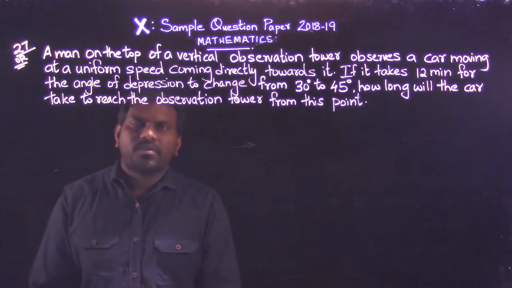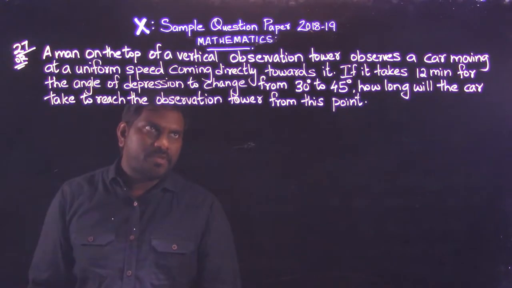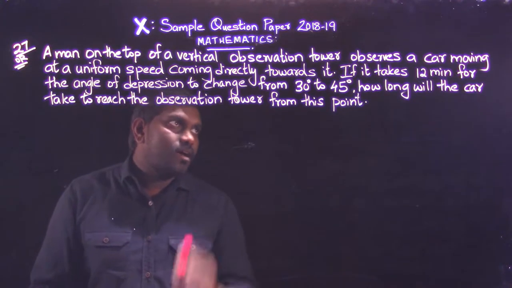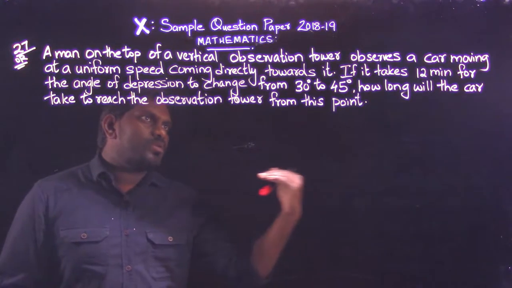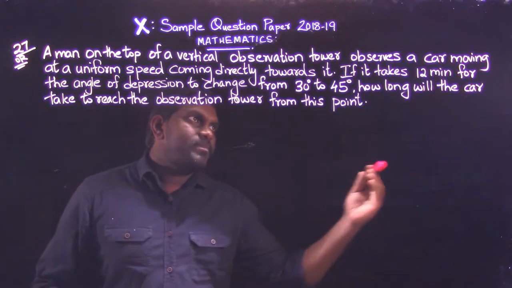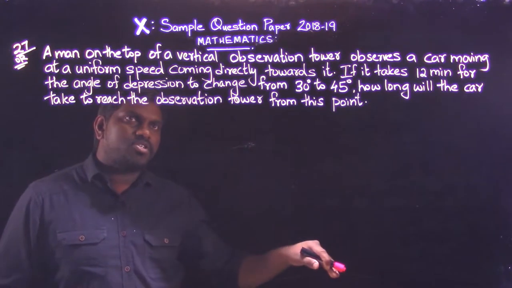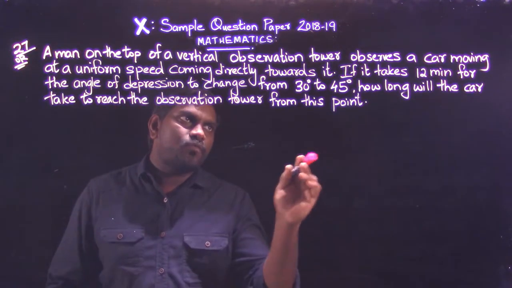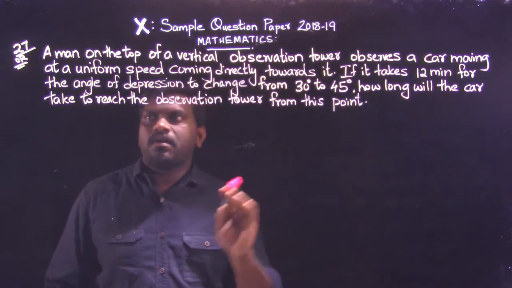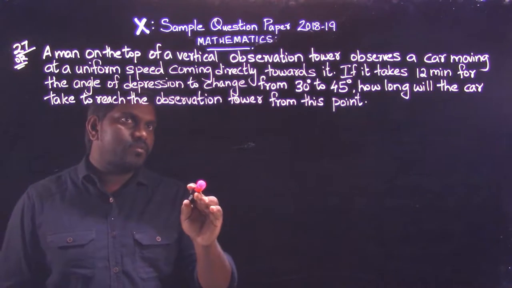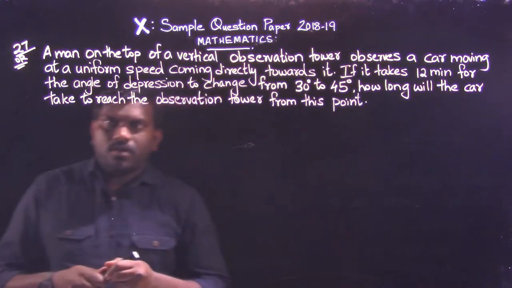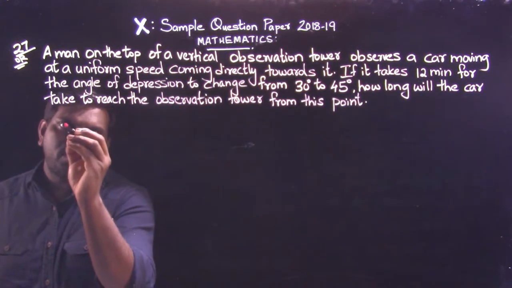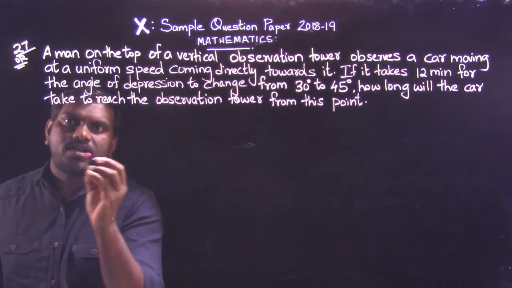Okay, let's go through the question. 27th. A man on the top of a vertical observation tower observes a car moving at a uniform speed coming directly towards it. If it takes 12 minutes for the angle of depression to change from 30 to 45 degrees, how long will the car take to reach the observation tower from this point? How long? Now, I will just draw the diagram and read it again for your better understanding, dear.